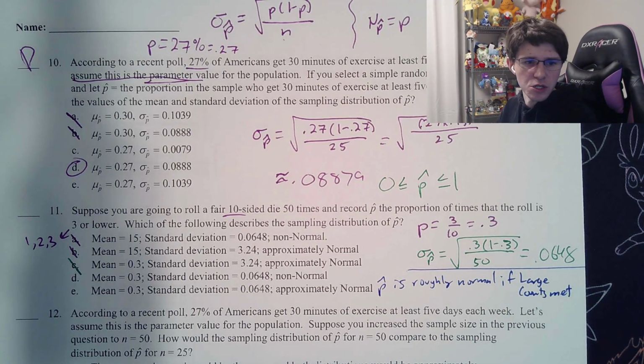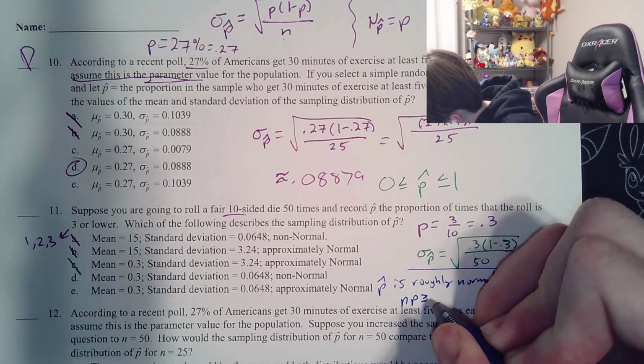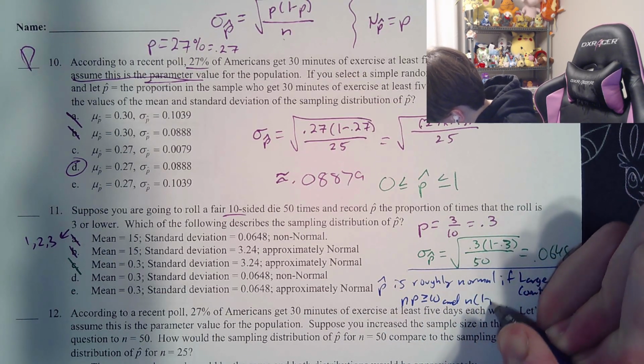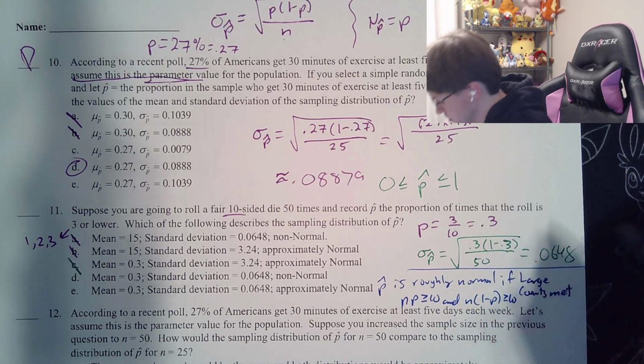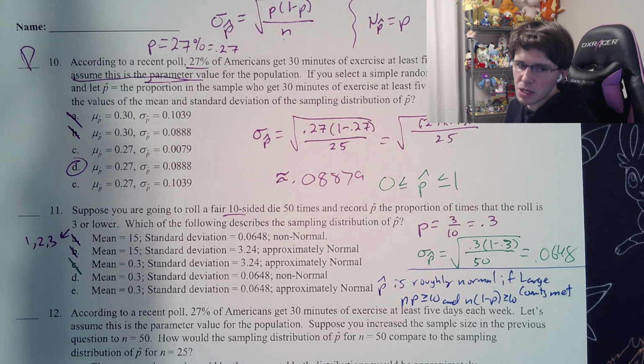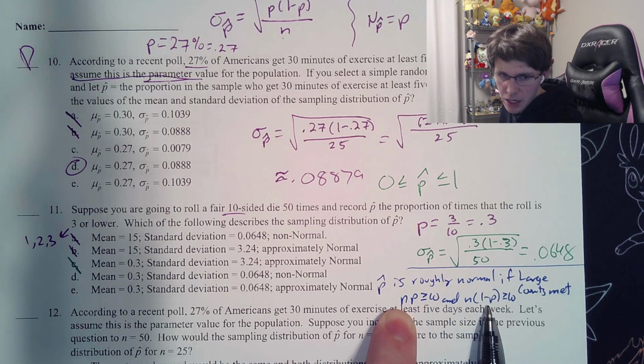The large counts condition is very, very straightforward. It means that n times p is greater than or equal to 10, and n times 1 minus p is greater than or equal to 10. However, when you're actually doing this, you don't need to check both of them. One of them is guaranteed to be larger than the other, since they both have an n in the formula. So the real question is, what's bigger, p or 1 minus p? If p is the bigger number, you don't check it. If p is the smaller number, that's the one you check.